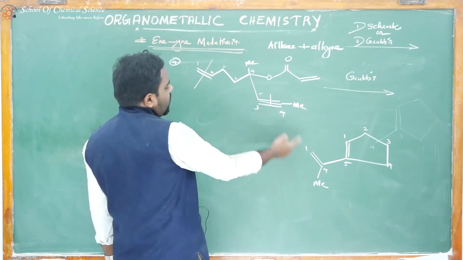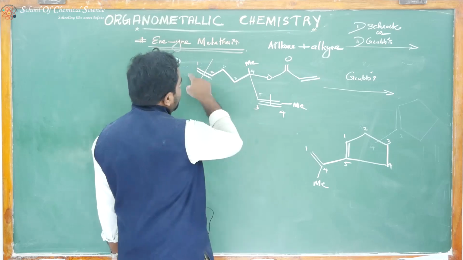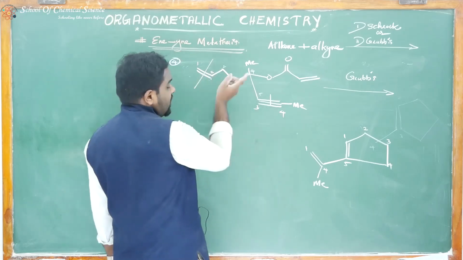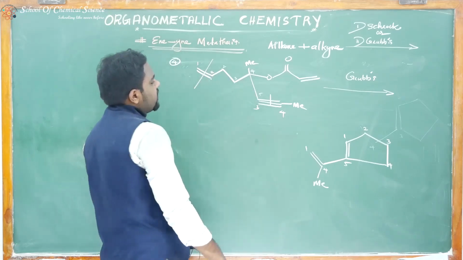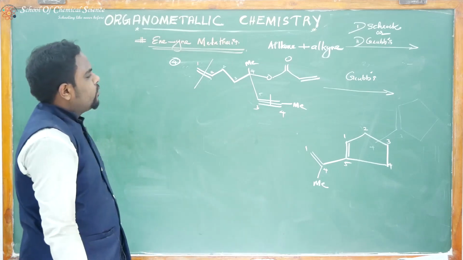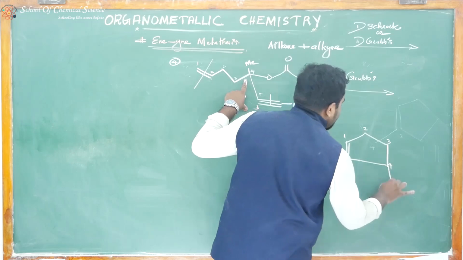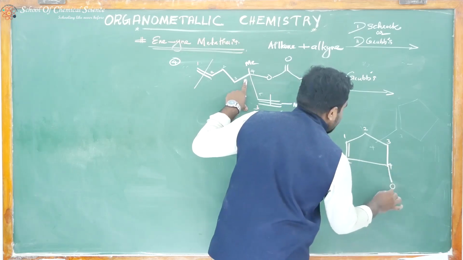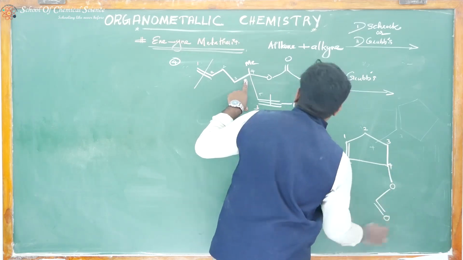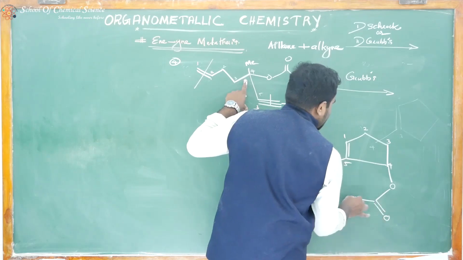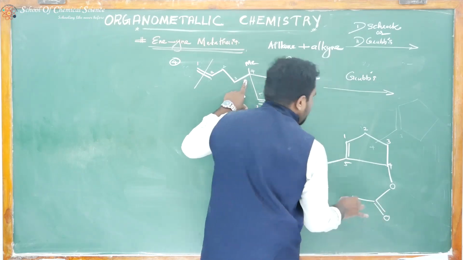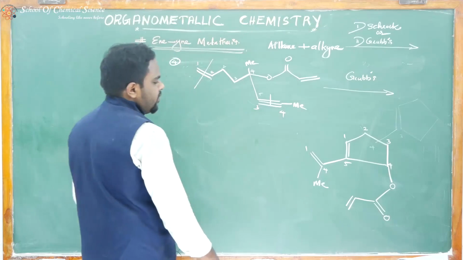5 is connected to 4 with a single bond. 4 will make a double bond with this one. Two number systems are there. And the fourth carbon contains a methyl group. Then this 4 is connected to an oxygen, C double bond O. Then another double bond.